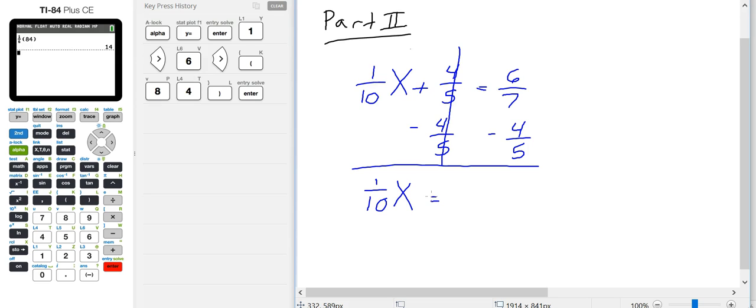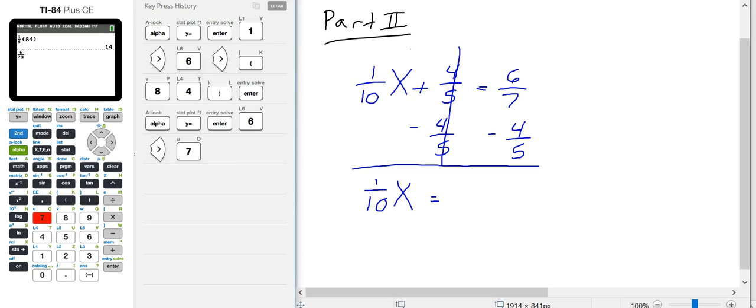Either you could do this by hand, by finding a common denominator, or you could just do it on your calculator. I'm going to do it on the calculator. To get a fraction, you're going to do alpha y equals, and to get into n over d, numerator over denominator, so enter. The numerator is 6, the denominator is 7. Go next to it, because we're subtracting another one, so minus sign.